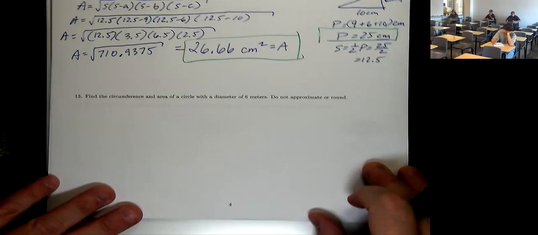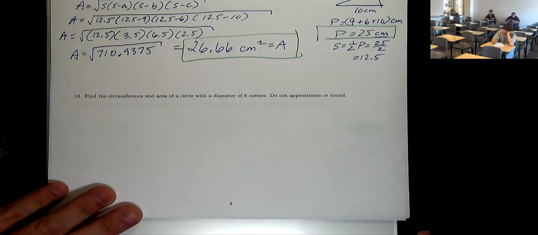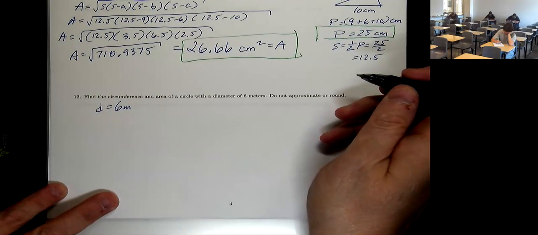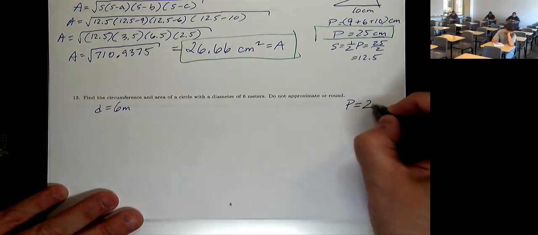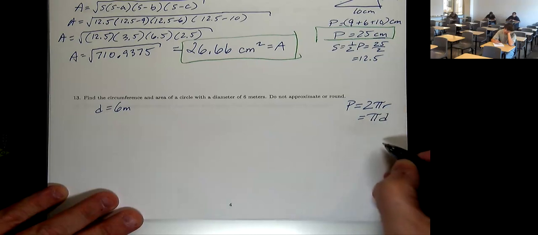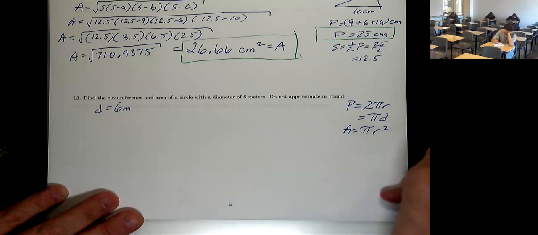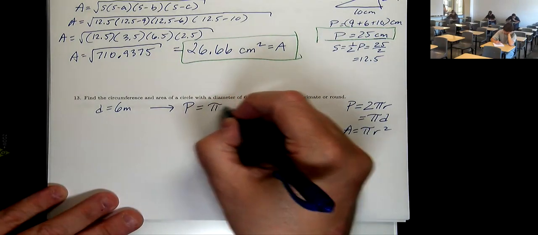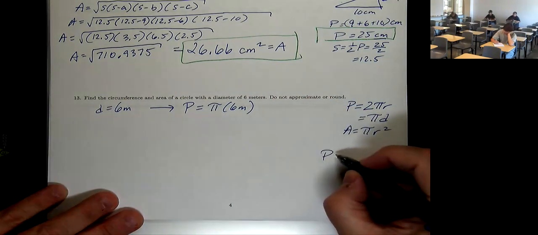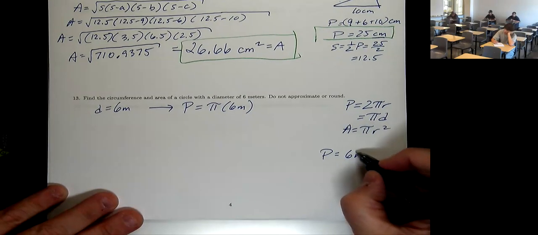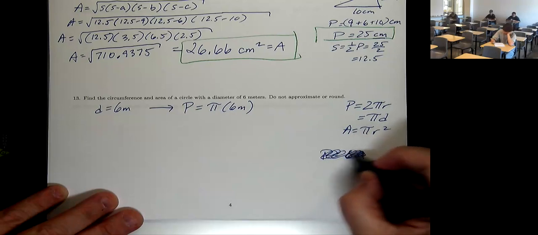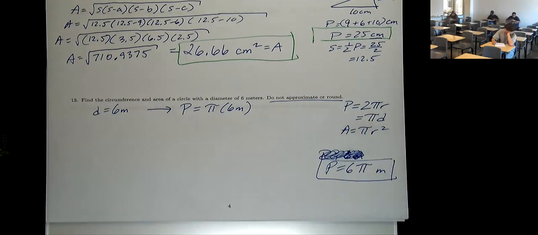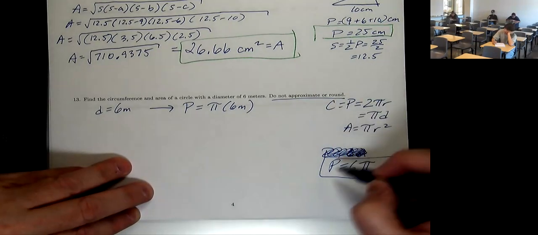All right, number 13. Find the circumference and area of a circle with a diameter of 6 meters. So the perimeter of a circle is 2 pi r or pi d. And the area is pi r squared. I can get the perimeter pretty easily just by doing pi times 6 meters. P equals 6 pi meters. It says do not approximate or do not round. That's the answer for the perimeter part, which is circumference. Circumference is the same as perimeter.